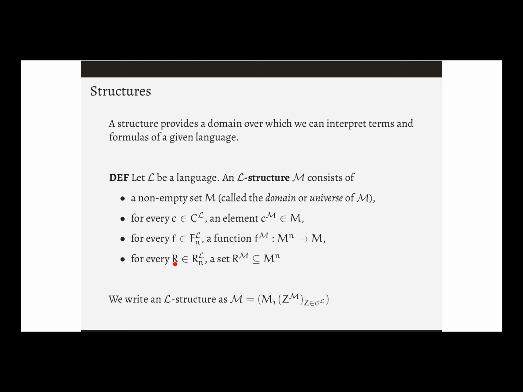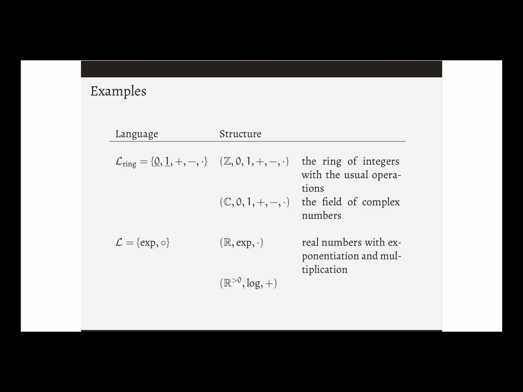Finally, for every n-ary relation symbol in our language, we have to provide a set of n-tuples in M. And we usually write L-structures also as tuples, where the first part of the tuple is always the domain or universe, and then all the interpretations of the symbols in the signature of the language. This will be much clearer from the examples showing how this notation actually works. So let's look at a few examples.